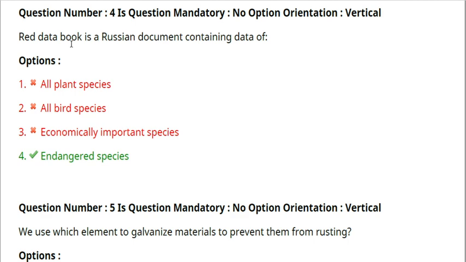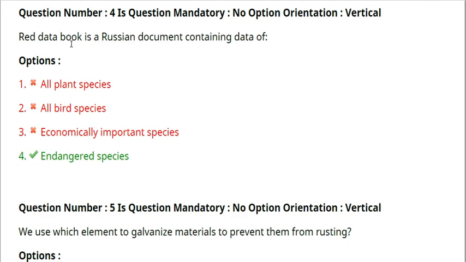Red Data Book is a Russian document, because the Red Data Book was first originated in Russia only. That's why it's called a Russian document. The Red Data Book contains the data of endangered species, rare species, vulnerable species, extinct species, critically endangered species, threatened species and near threatened species. All the details with regard to endangered rarity will be present in this Red Data Book. Currently, the Red Data Book is under the control of the International Union for Conservation of Nature.